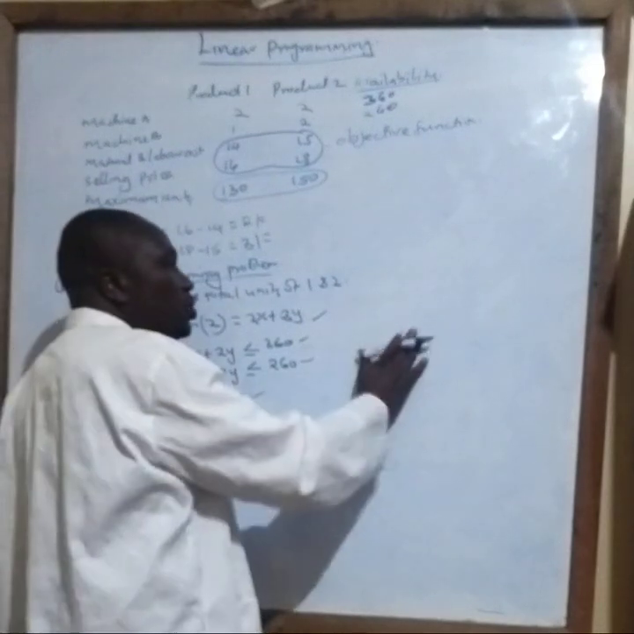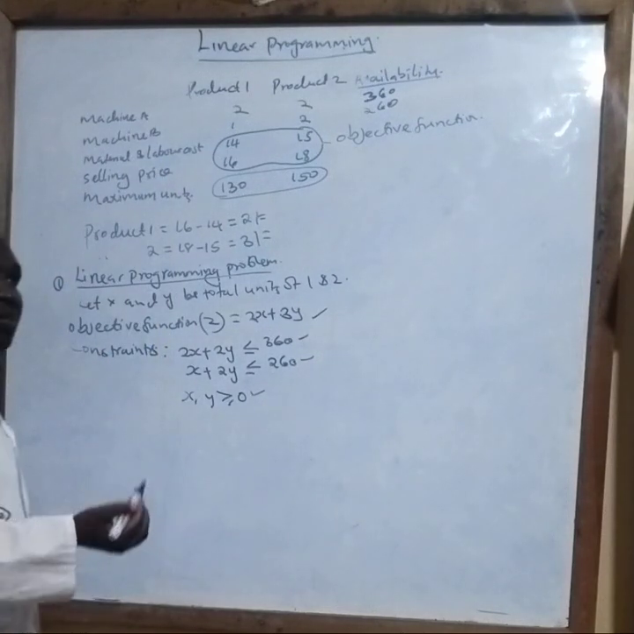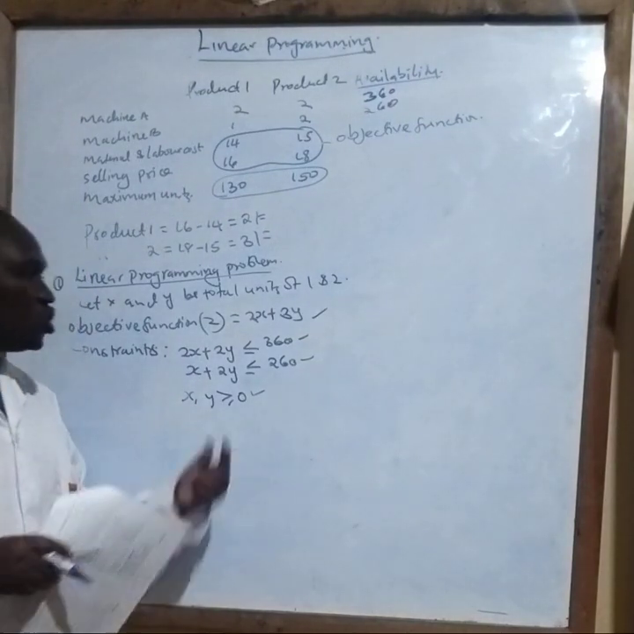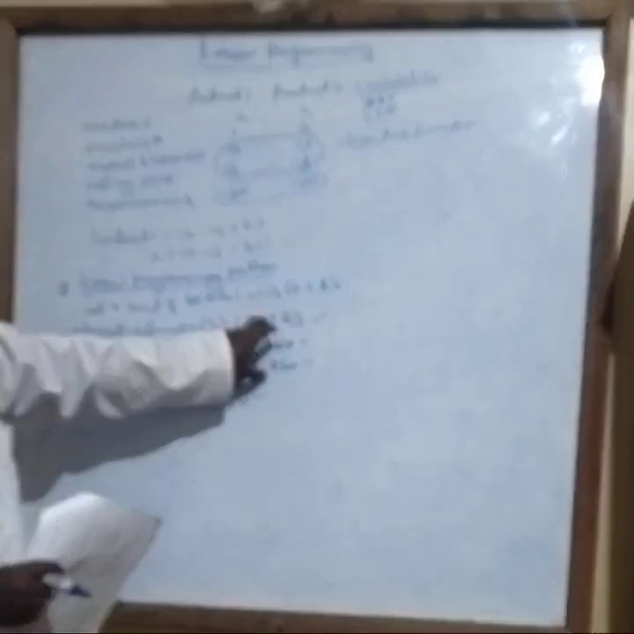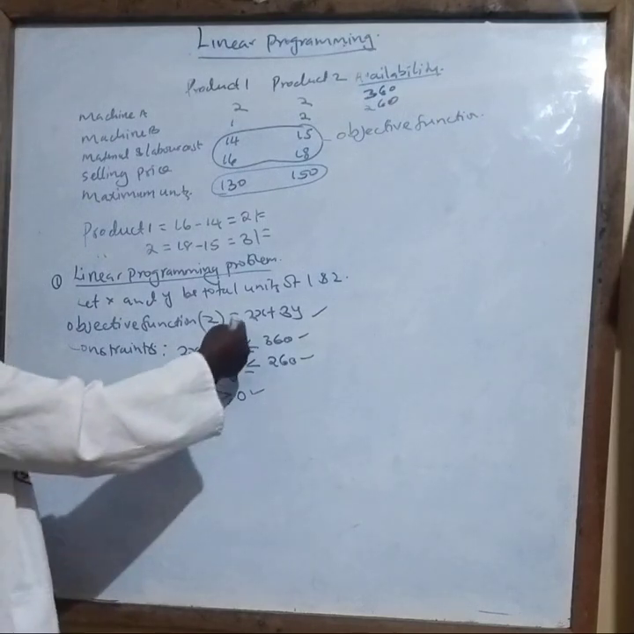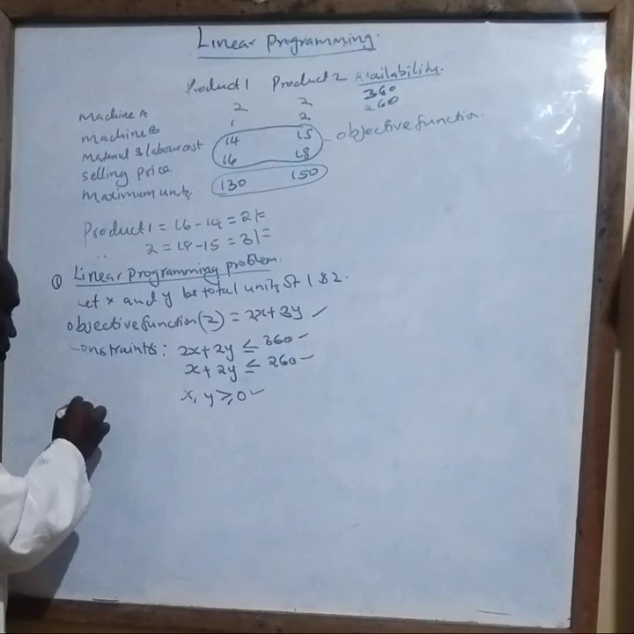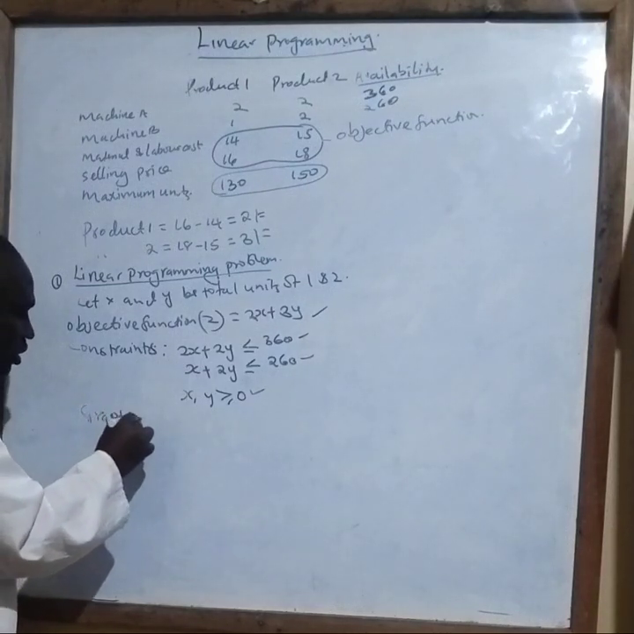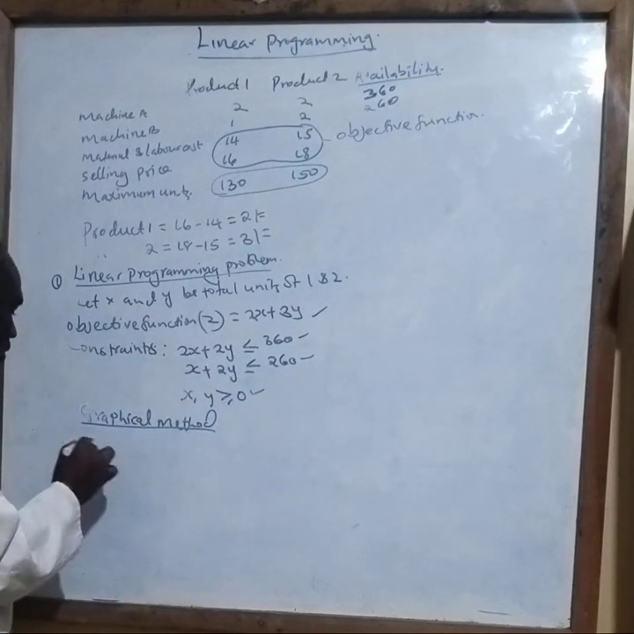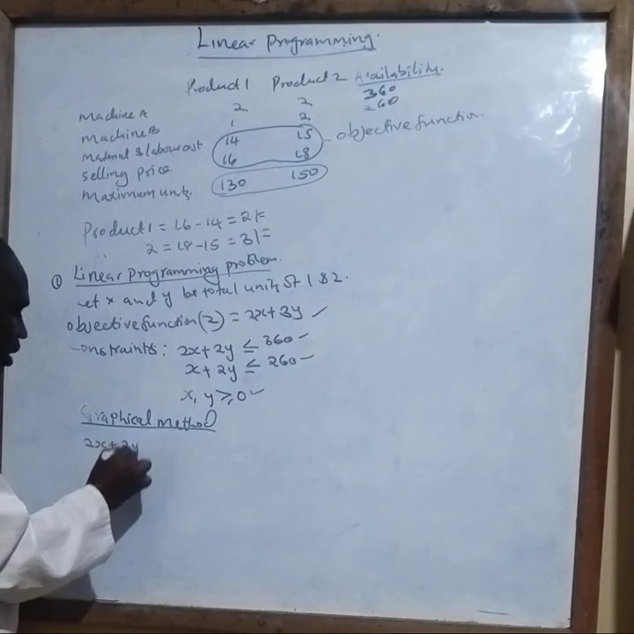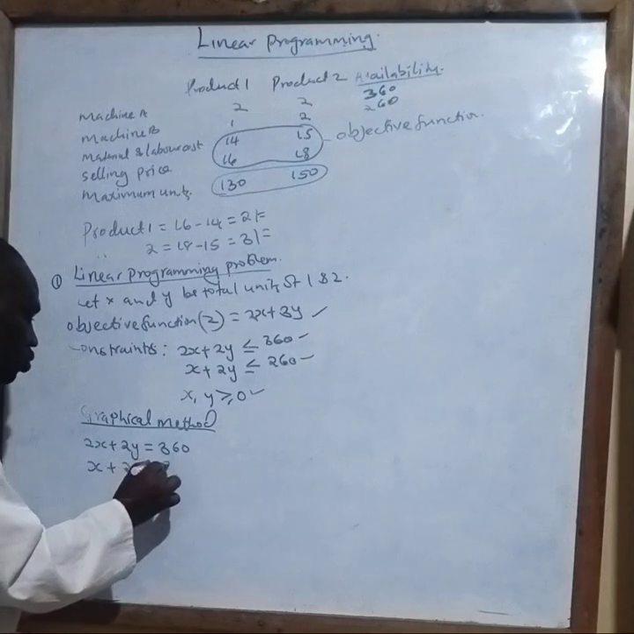Once you have done the formulation, what do you do now, class? Your work is very simple. Now we need to use the graphical method. You are supposed to form equations, and for that you are supposed to convert the inequalities here into normal equations. How do you go about it? We remove the less than or equal to sign and introduce the equal sign. So we now convert this: 2x plus 2y equals 360. The other one is x plus 2y equals 260.